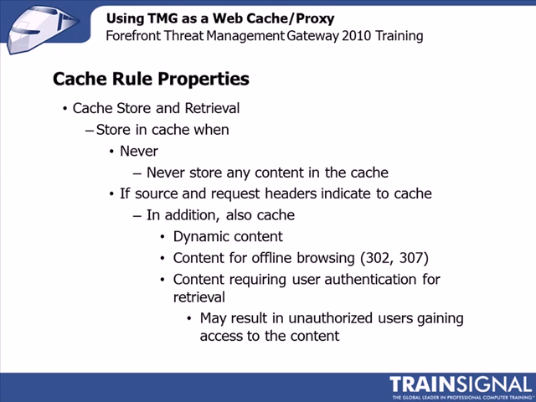Well, you can say never, which basically says never store any content in the cache. You could do this for particular networks. Let's say you want to create a network rule that says if users browse to the intranet that's located in the perimeter network, we never want to have that content stored in the cache. So you would have the never rule here, which means that the systems would always retrieve the content directly from the originating server. Or you can respect the source and request headers, which indicate the cache.